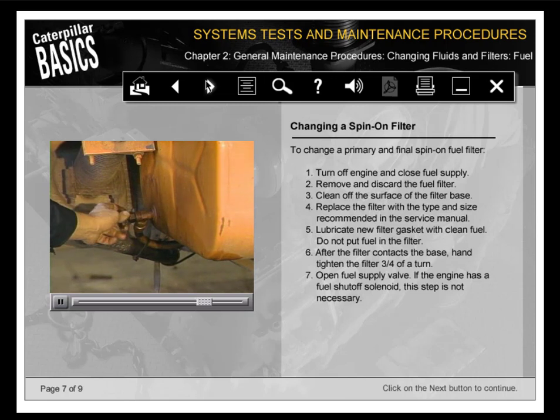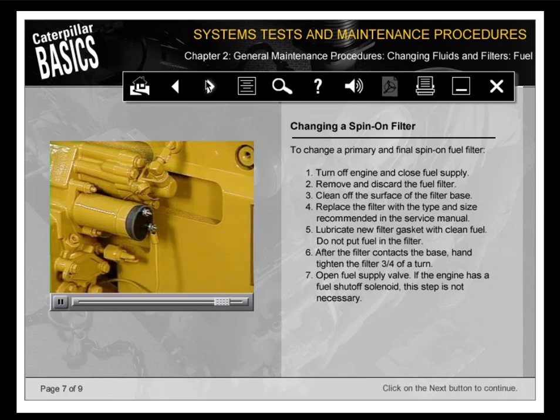After changing both filters, open the manual fuel supply valve. If the engine has a fuel shutoff solenoid, this step is not necessary.